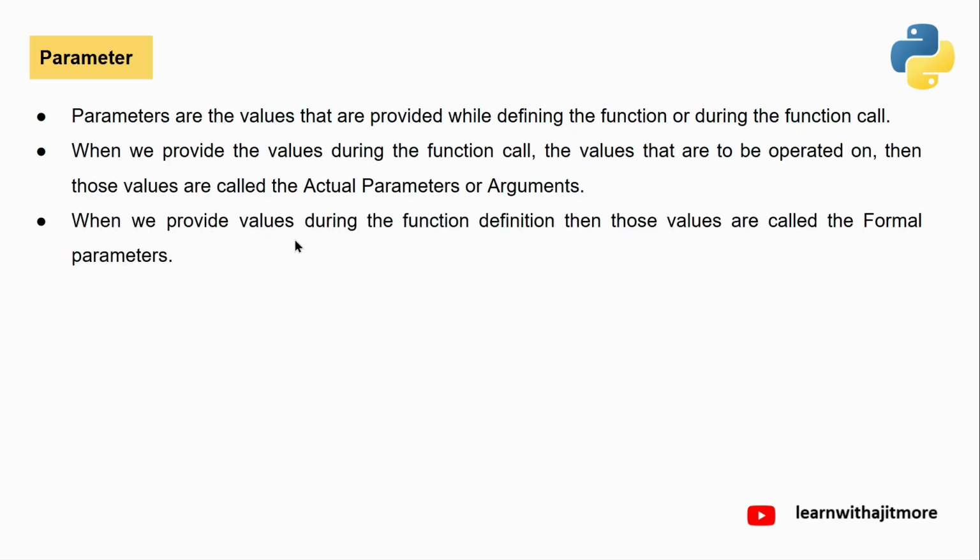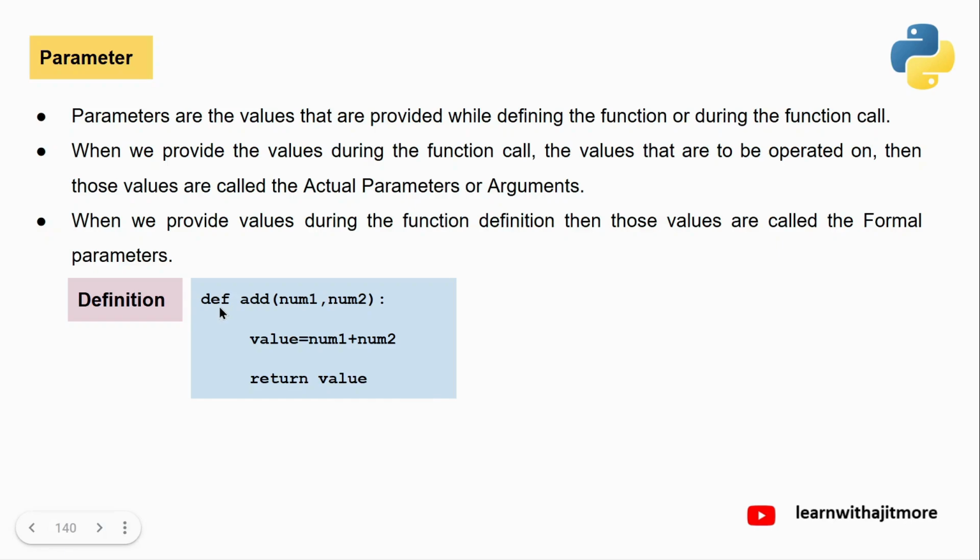And when we provide values during the function definition, फंक्शन डेफिनेशन में यही वैल्यू जब रिसीव करें, and those which we are going to use inside the body, बॉडी के अंदर यूज करने वाले, उनको हम फॉर्मल कहते हैं. Getting? As an example, I'll show you. See, हमने इधर डिफाइन किया एक फंक्शन, फंक्शन का नेम है add, def add, and we are passing two parameters to it, num1, num2. Num1 and num2 are two parameters.